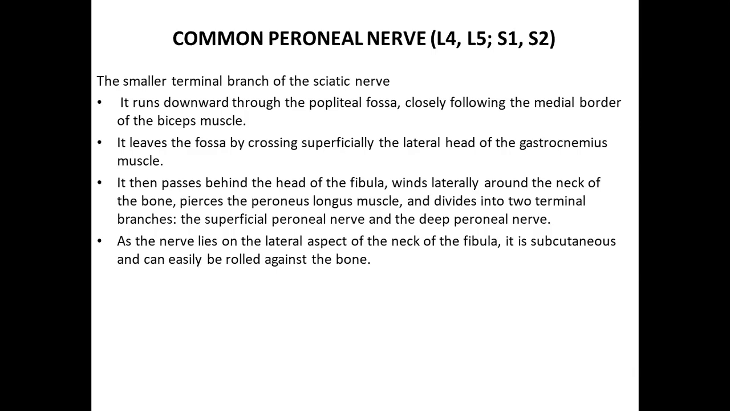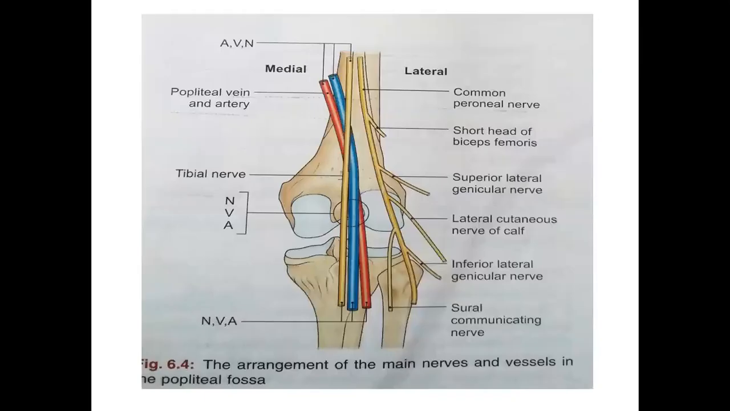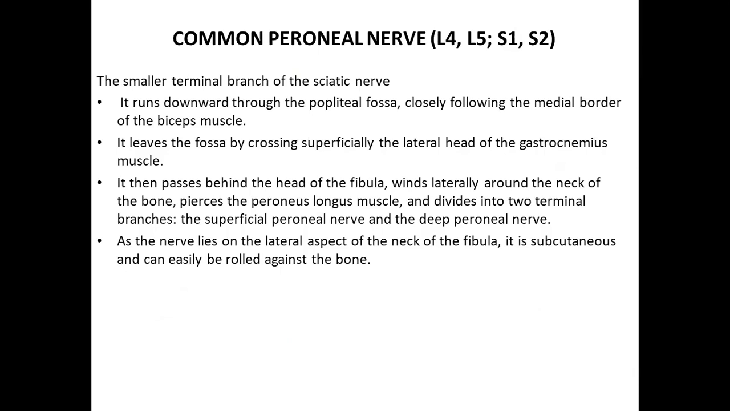Now, coming to the common peroneal nerve. The common peroneal nerve, we know this is a small terminal branch of the sciatic nerve. It runs downwards through the popliteal fossa, closely following the medial border of the biceps muscle. It leaves the fossa by crossing superficially the lateral head of the gastrocnemius muscle. It then passes behind the head of the fibula, winds laterally around the neck of the bone, and pierces the peroneus longus muscle and divides into two terminal branches that are the superficial peroneal nerve and the deep peroneal nerve.